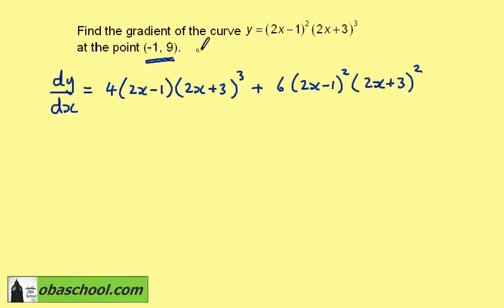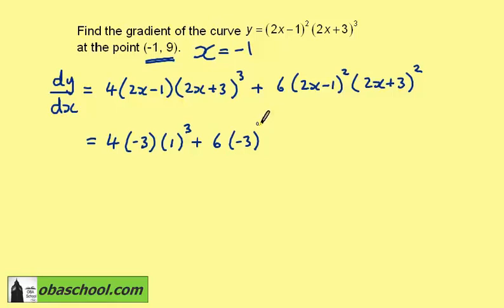We want the gradient at the point (minus 1, 9), which means that x is equal to minus 1. Substituting in, minus 2 take away 1 is minus 3, and here minus 2 add 3 is 1.